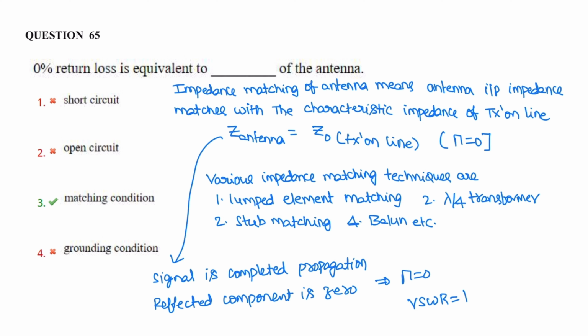So 0% return loss. So 0% return loss means reflection coefficient 0 is equivalent to the matching condition of antenna. So this is 0% return loss. Reflection coefficient is 0. Next question.